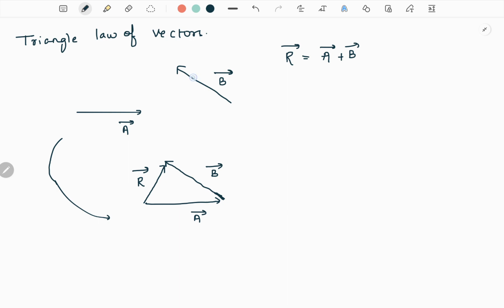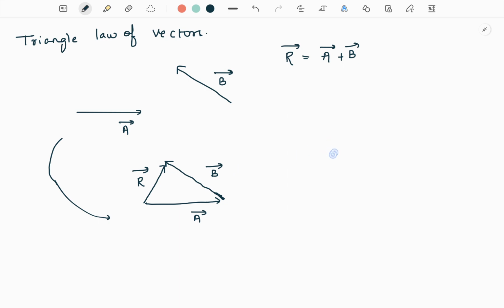So this is the R bar. That vector represents both the magnitude and direction of the resultant of these two. I mean, when you do A bar plus B bar, whatever resultant you get, that would be in that particular direction, and its magnitude would be the magnitude of this vector R bar.